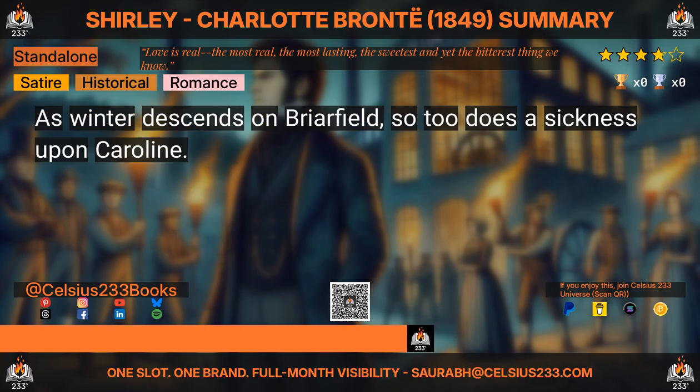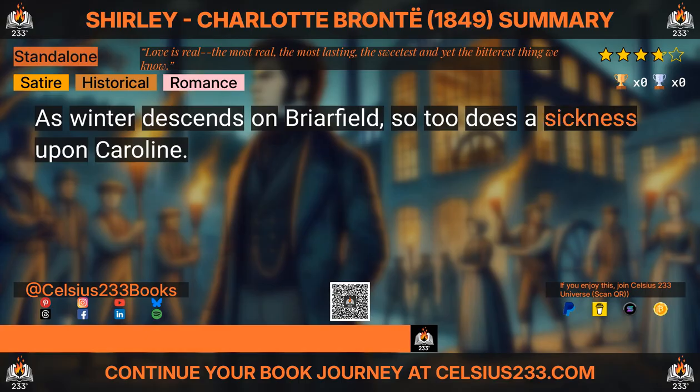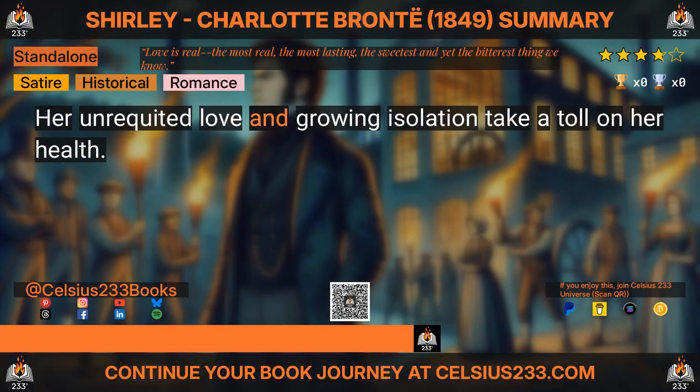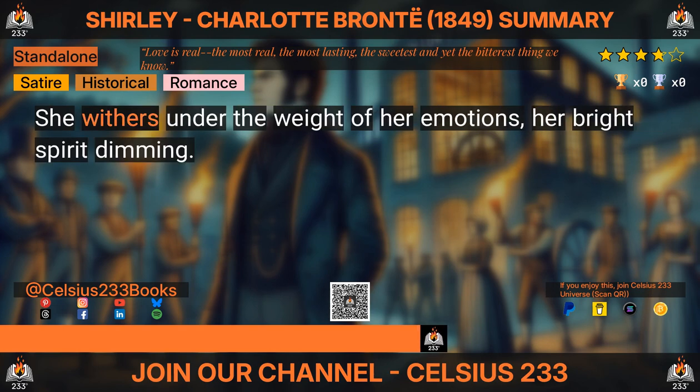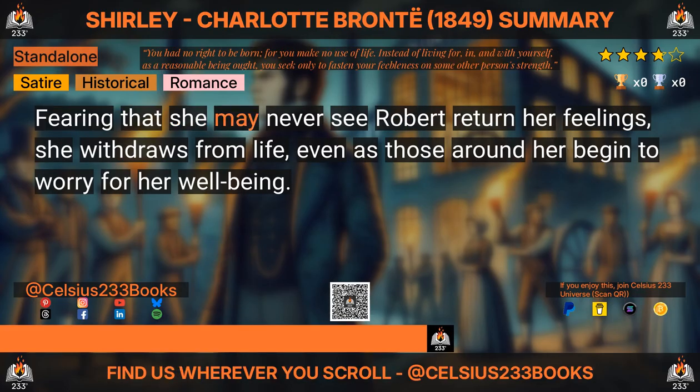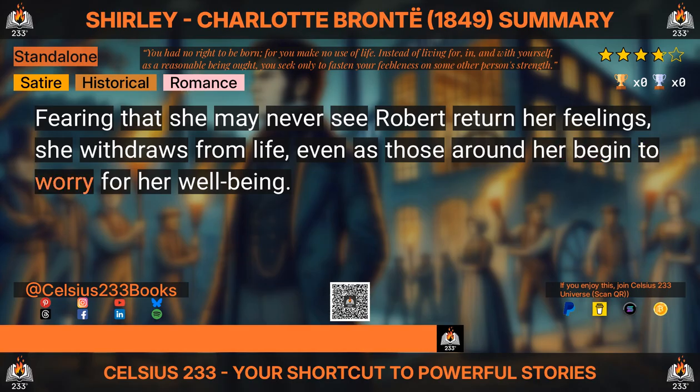As winter descends on Briarfield, so too does a sickness upon Caroline. Her unrequited love and growing isolation take a toll on her health. She withers under the weight of her emotions, her bright spirit dimming. Fearing that she may never see Robert return her feelings, she withdraws from life, even as those around her begin to worry for her well-being.